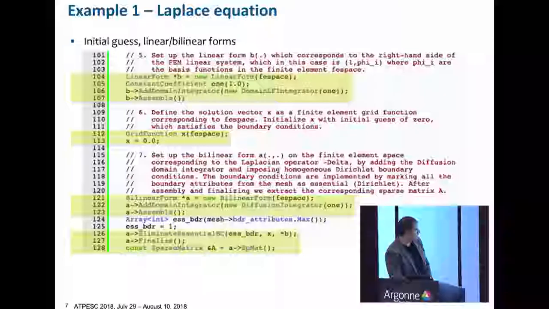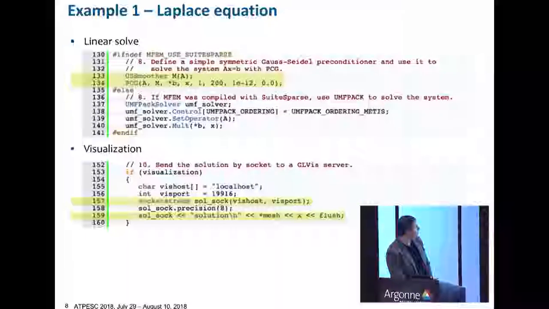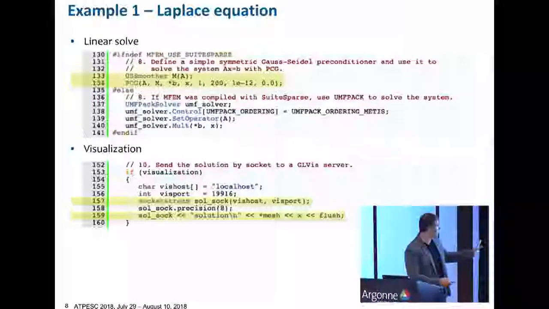This is how we do assembly and elimination of boundary conditions, and with this call, we turn the bilinear form into a matrix. And then we just use preconditioned conjugate gradient with a simple smoother to solve that problem. This is a serial example again, nothing fancy.